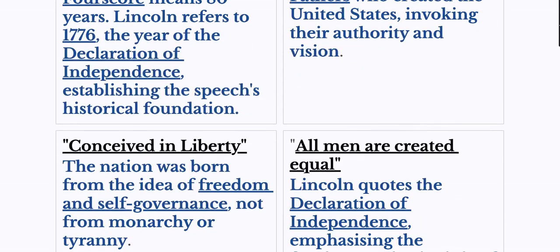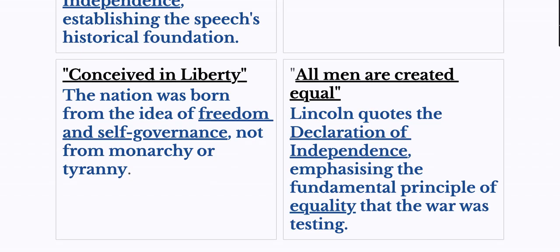He's mentioning that, and "conceived in liberty" means the nation was born from the idea of freedom and self-governance, not from monarchy or tyranny, he says. And "all men are created equal." This is the fundamental principle of equality, we could say. So Lincoln quotes the Declaration of Independence, emphasizing the fundamental principle of equality that the war was testing.